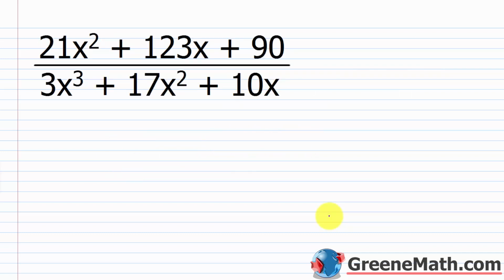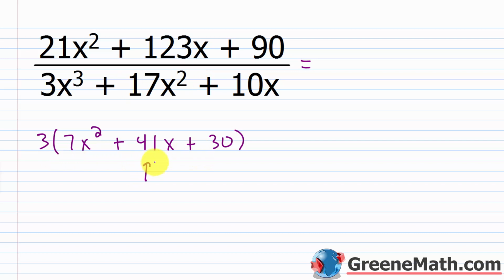All right, let's take a look at another one, and this one's a little bit more tedious. So we have 21x squared plus 123x plus 90 over 3x cubed plus 17x squared plus 10x. Now, in the numerator, I am going to pull out a 3 to start. That would give me 7x squared plus 41x plus 30. And I'm just going to work on this for now. I'll come back to the denominator in a minute.